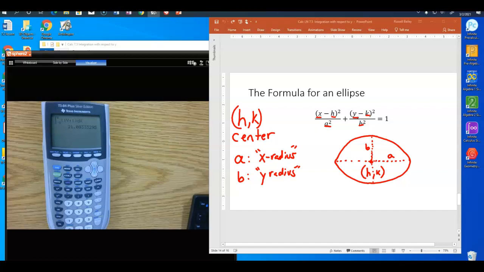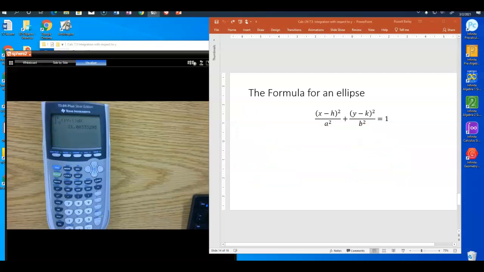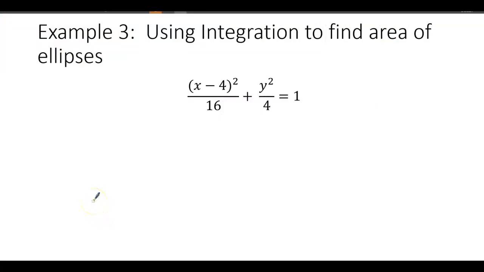Now, what we're going to need to do is get one of those variables by itself, either the x or the y, in the problems that we're working on today. So let's take a look at a problem here. Let's say I wanted to find the area of the ellipse. I'm going to put some steps on here for this process, but basically we're going to use integration to find the area of an ellipse. So the first thing we're going to want to do is graph the ellipse.